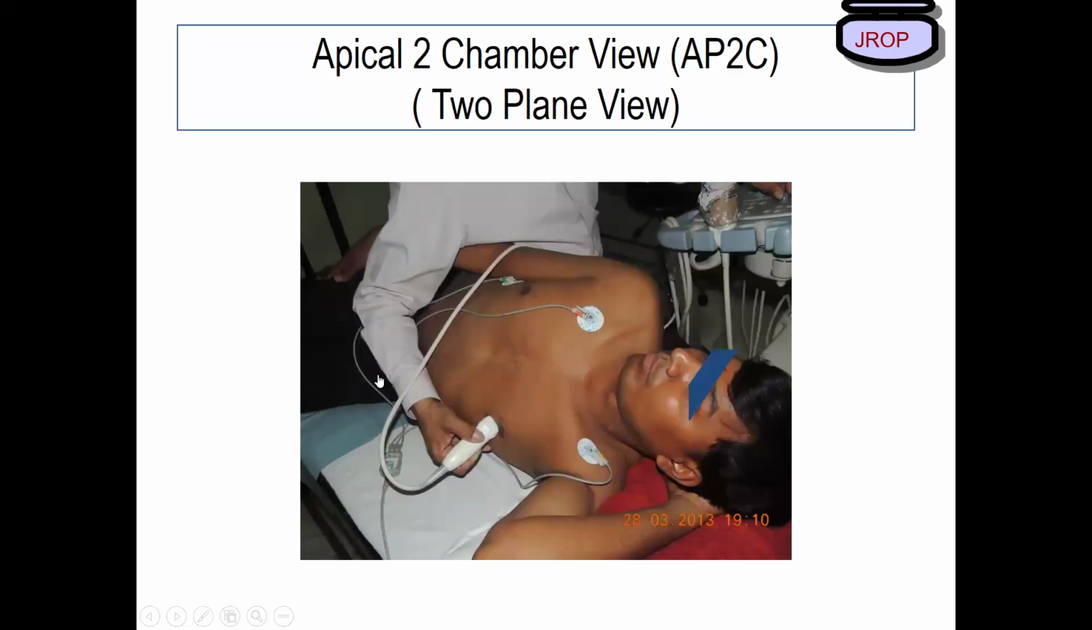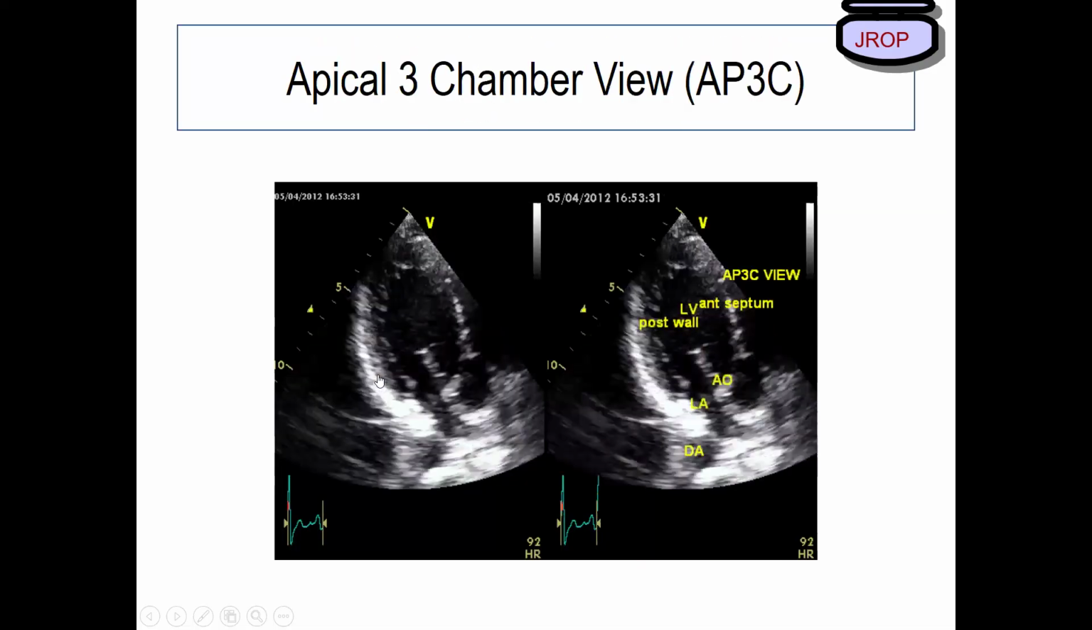And when we rotate counterclockwise, what we get is a 3-chamber view. We look at this as LVOT. So we take the LVOT flow velocity in this view. And then we have the aortic flow velocity at the aortic valve. We cannot be more parallel than this in any other view. And that's what we utilize the apical 3-chamber for.